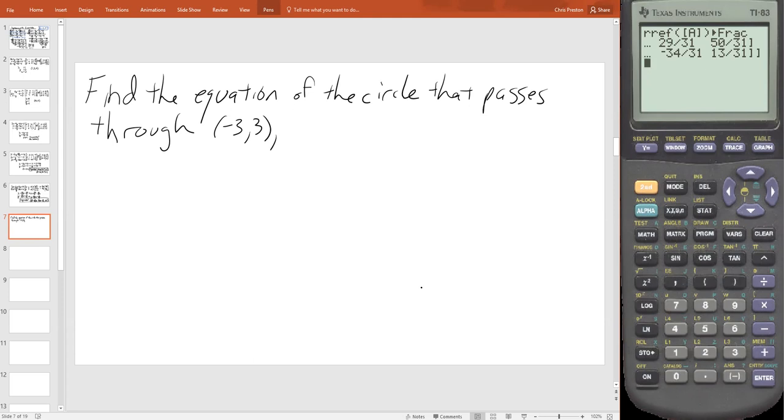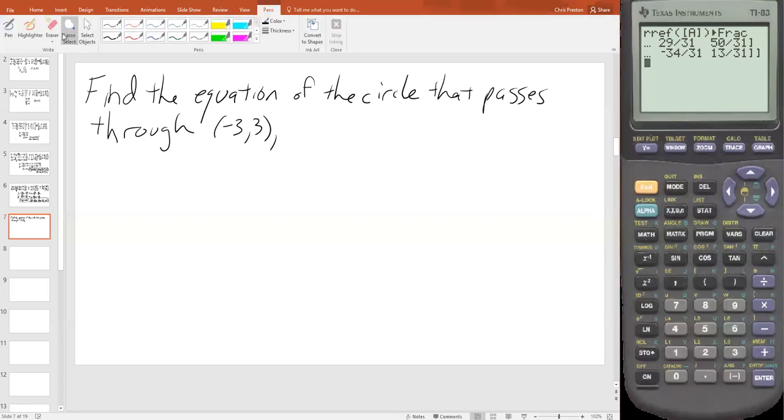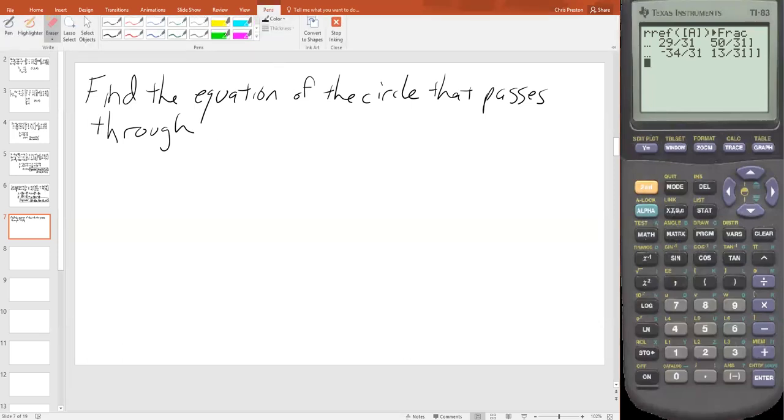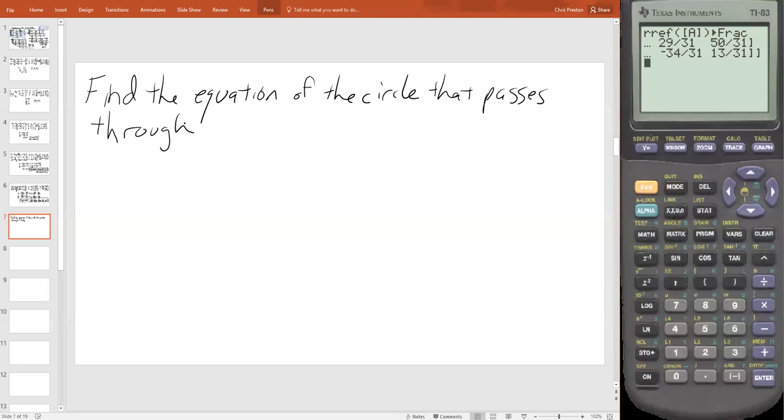Well, actually, let me not do that one. Let me find a different circle equation. So give me a second. Let me change that point here. Still going to be finding the equation of a circle, but let's use some different points. So let's do 4, 2, comma, 0, 1. Still pretty easy. All right. 3, negative 1.